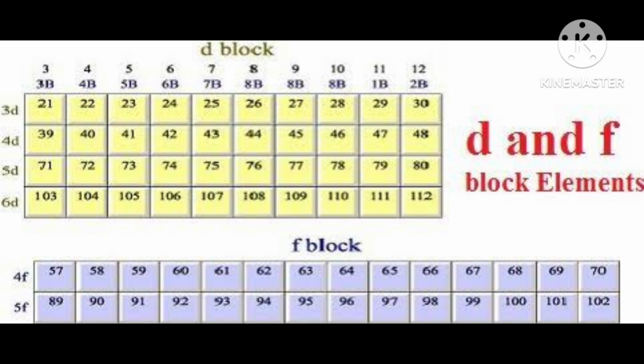Today I am going to start the inner transition elements, F block. Last class I have discussed D block. The F block consists of the two series, lanthanoids, the 14 elements following lanthanum, and actinoids, the 14 elements following actinium.